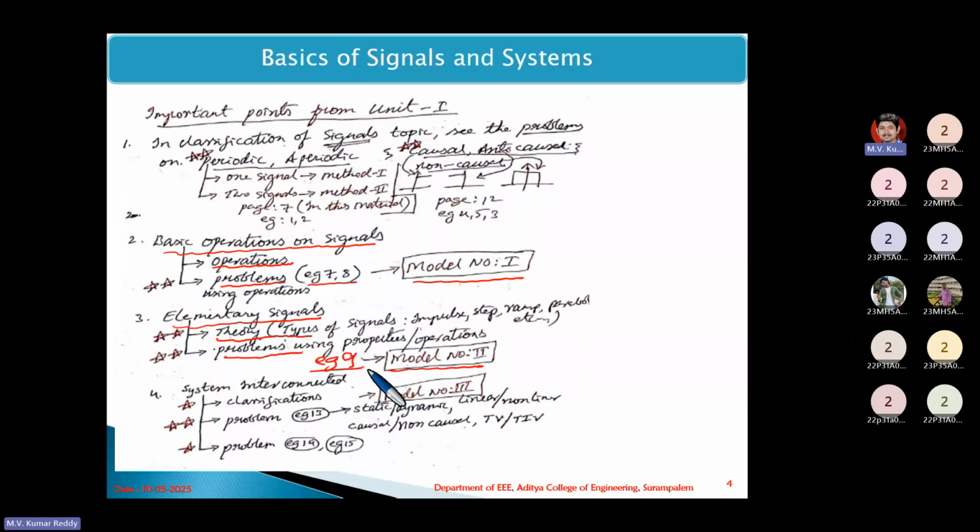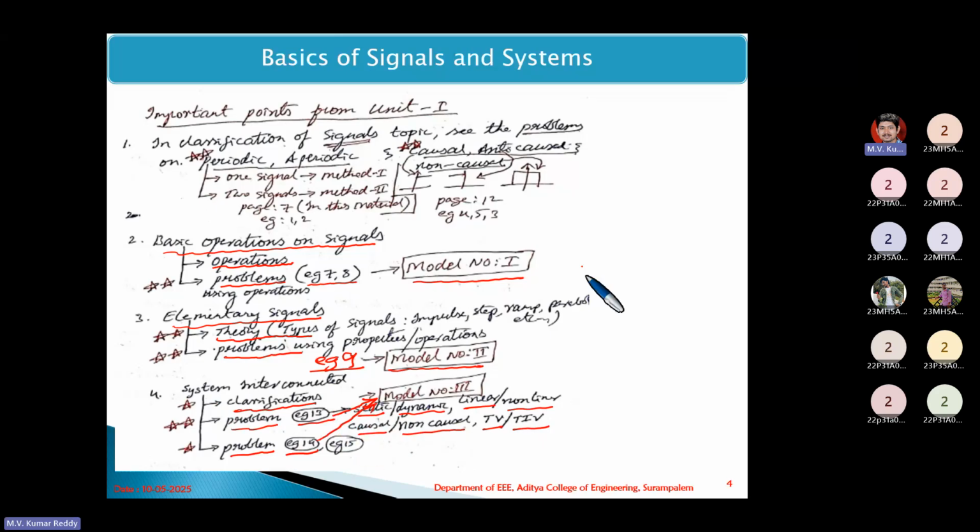Okay, next, in system interconnected classification, this is the theory, and in problems we have two types of problems. In these two types of problems, we discuss static, dynamic, causal, non-causal, linear, non-linear, time variant, time invariant. We have to find these terms in example 13 and 14. So model 3 contains example 13 and example 14.